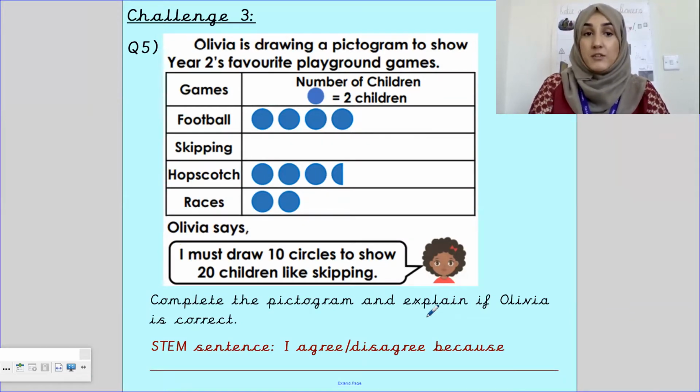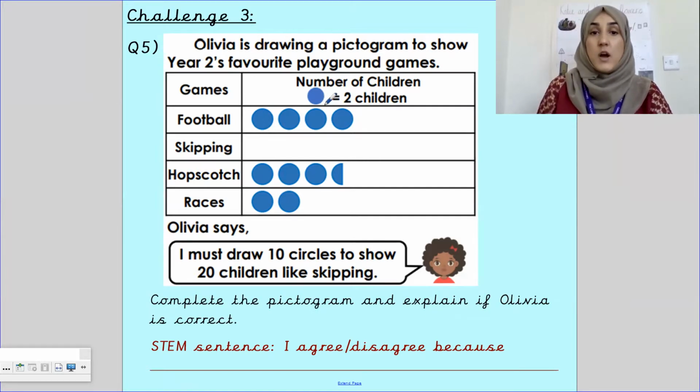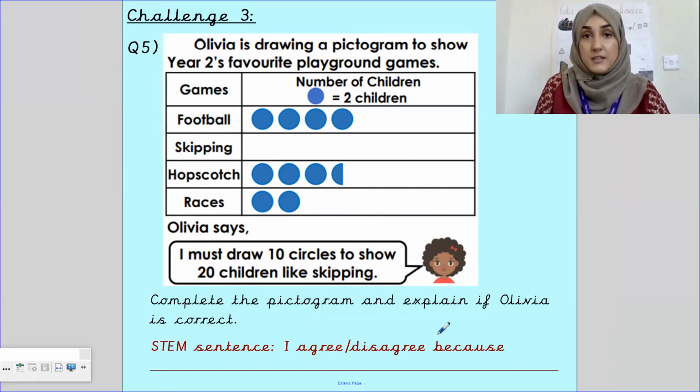Olivia is drawing a pictogram to show Year 2's favourite playground games. So 1 blue circle equals 2 children. Olivia says, I must draw 10 circles to show 20 children that like skipping. So first you need to complete the pictogram and then use a STEM sentence by answering the question, is Olivia correct? I agree, disagree, because, and then complete the sentence.